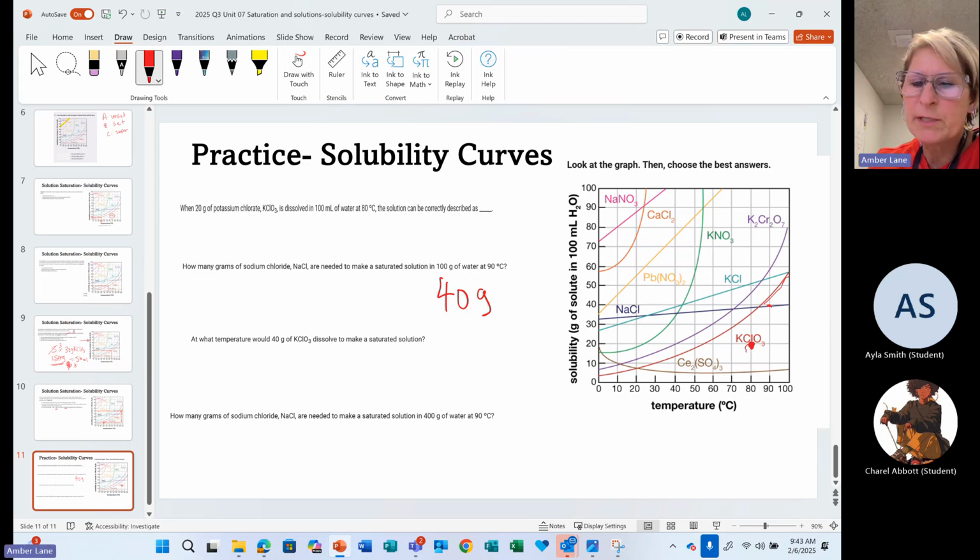So we're back to our potassium chlorate right here. So it says how many grams of sodium chloride, oh, sorry, we're down here. At what temperature would 40 grams of potassium chlorate dissolve to make a saturated solution? So now we have to go up 40, and we're back to potassium chlorate. I'm going to erase some of this stuff that I drew on here. Okay. So I'm going to go up 40.